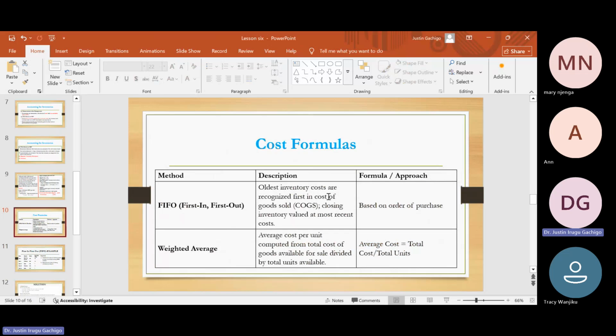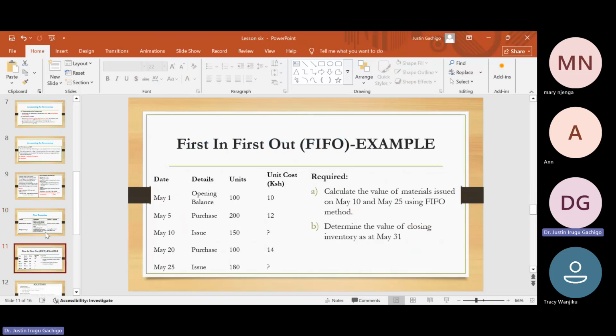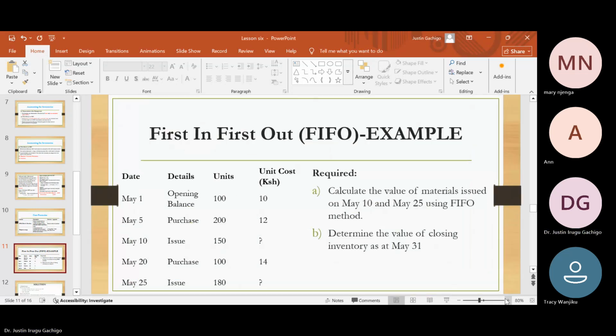Then we have the weighted average, where we weight the average cost, which is equal to the total cost divided by the total units. Again, we are going to look at this practically. So we have an example of first in, first out. You are given this information. Hope you can be able to see it clearly.